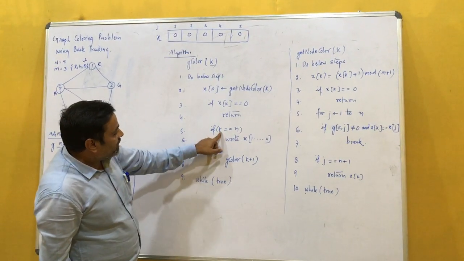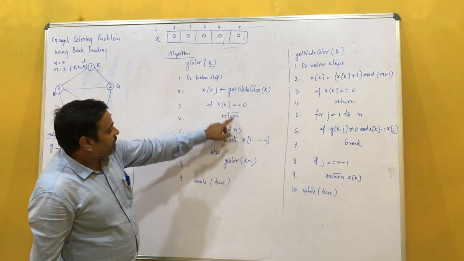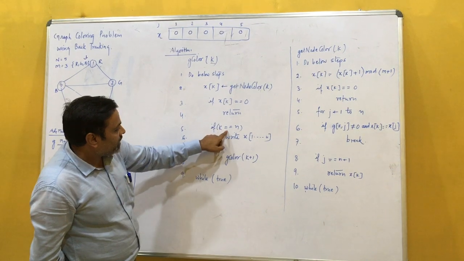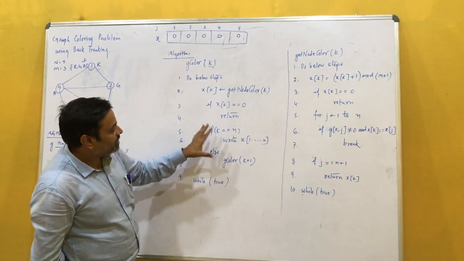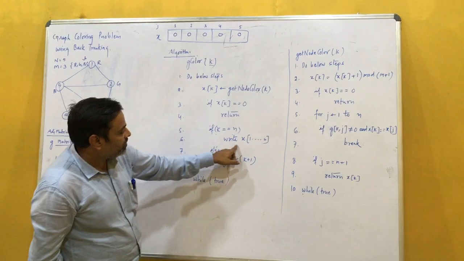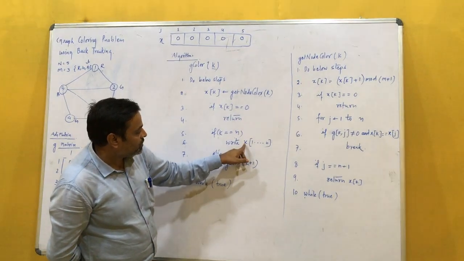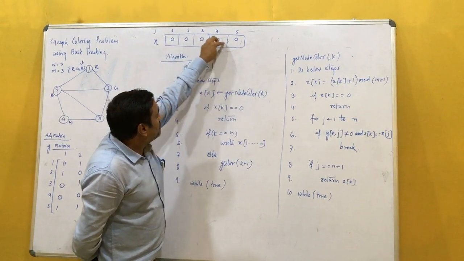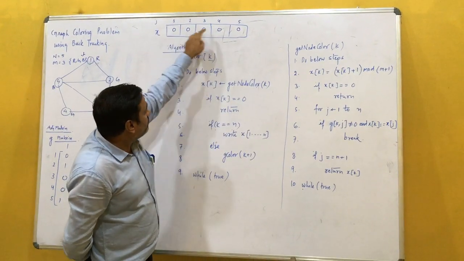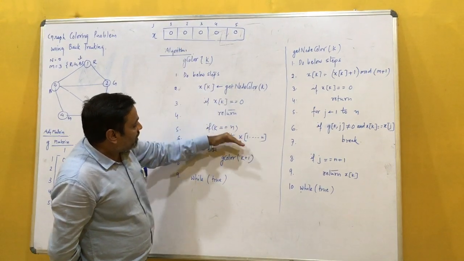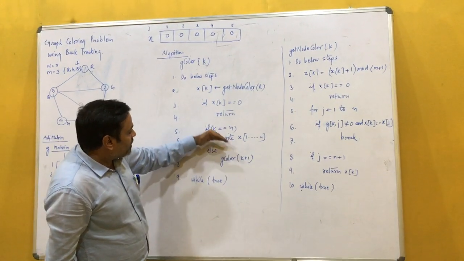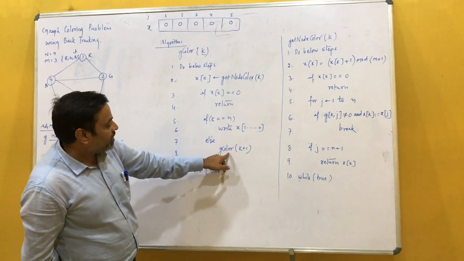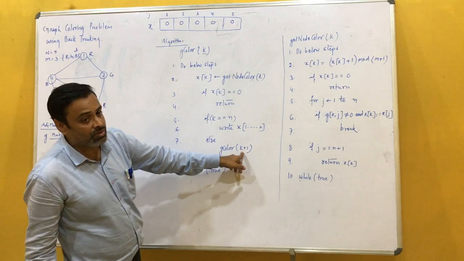Now, if k is equal to n, this condition will not work, control will come here. If k is equal to n, it means I have checked all the vertices, then I will write the solution that is stored in the X array from 1 to n. In all these positions the color will be stored, and that color will be printed at the end of this algorithm. Otherwise, if this condition is not satisfied, it will come to the else part, and I will try to fetch the color for the k plus 1th node.